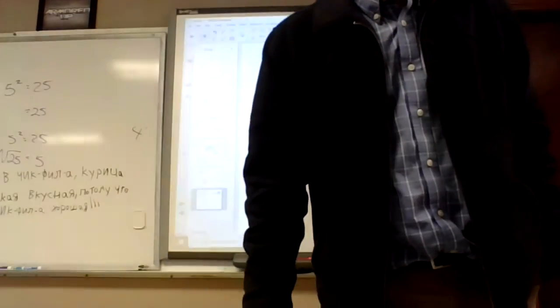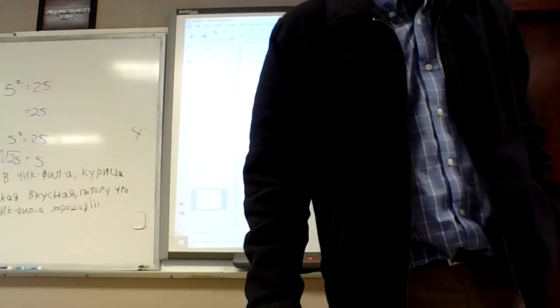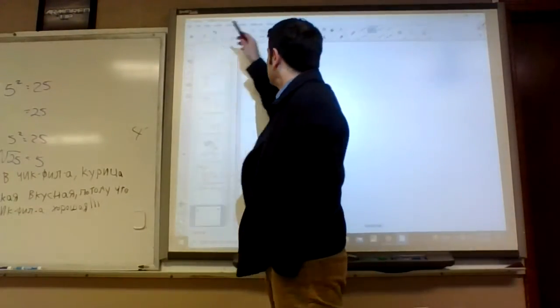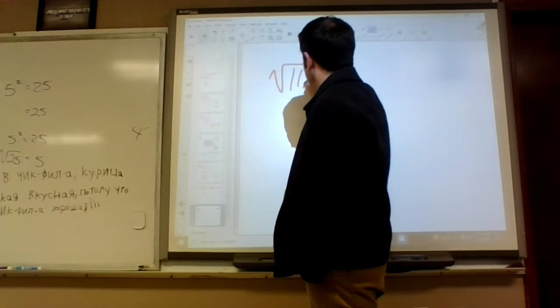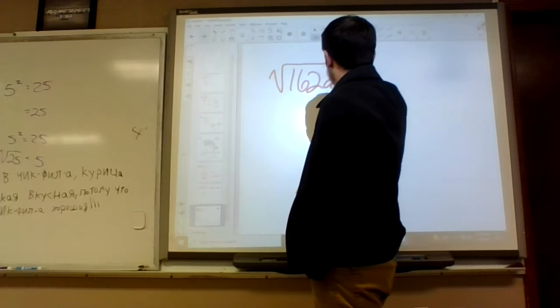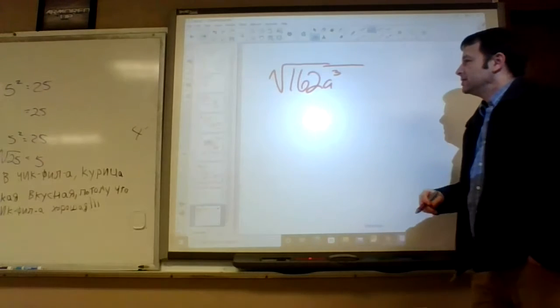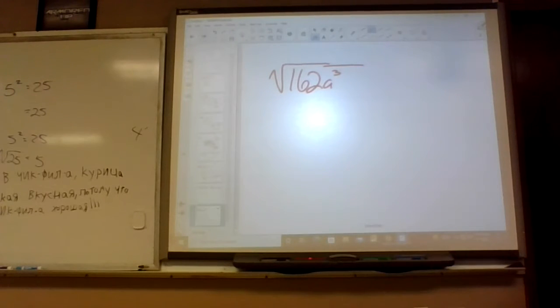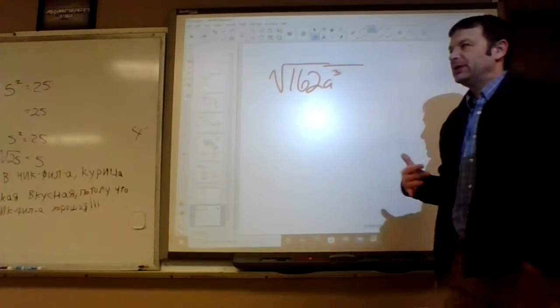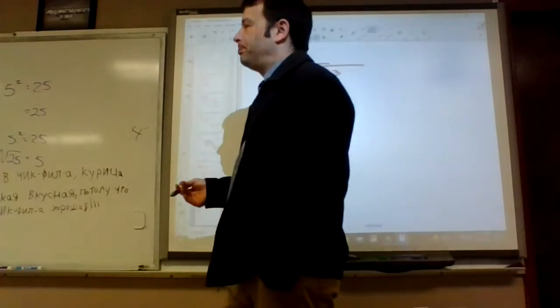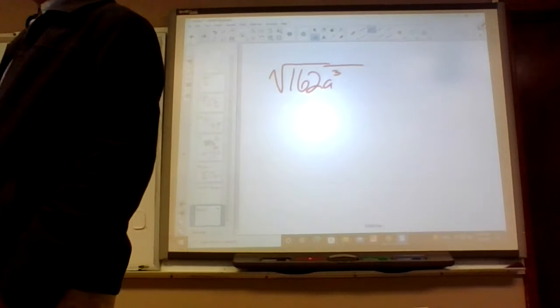Keep rolling. Number 15, 162a cubed. All right, the square root of 162. Does 162 have a nice square root? No, it does not. But it can simplify.